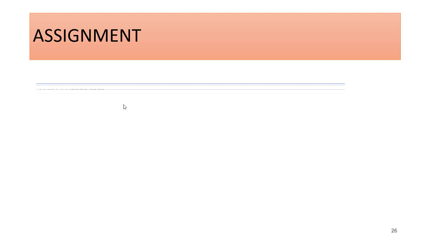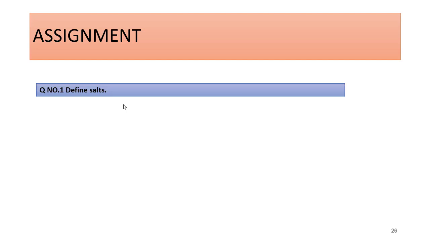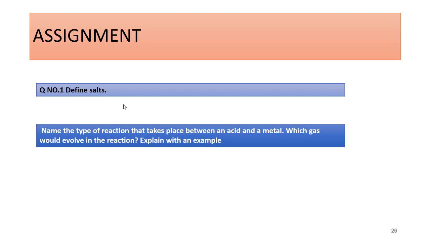Now there is an assignment for you. Question number 1 is define salt. You have to learn the definition of salt. Next one is name the type of reaction that takes place between an acid and a metal. Which gas would evolve in this reaction? Explain with an example. First of all, आपने ये बताना है name the type of reaction that takes place between an acid and a metal.